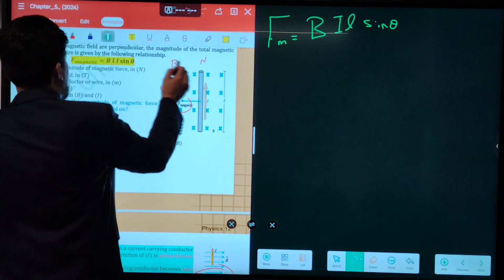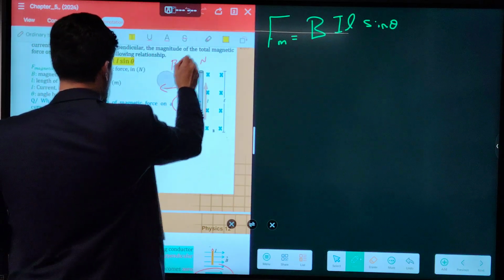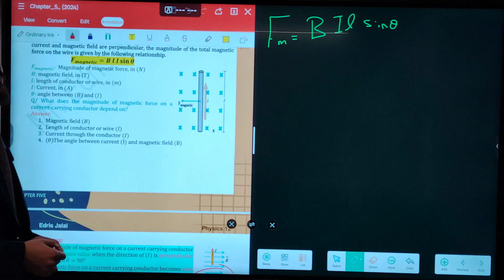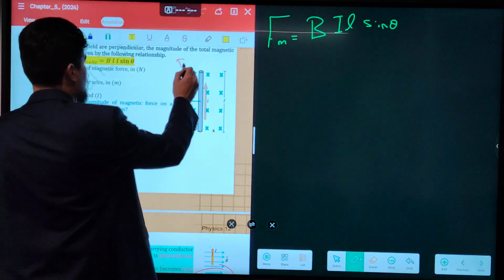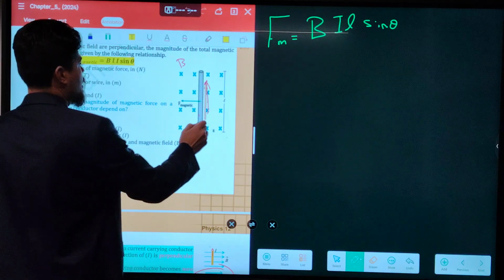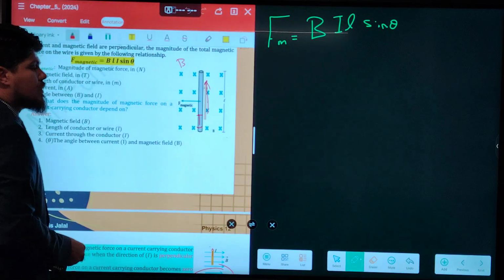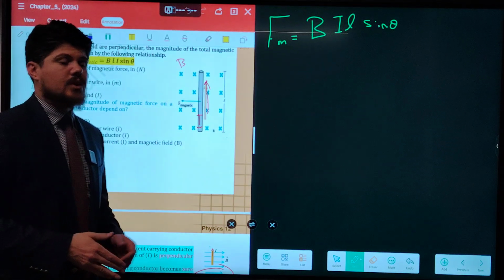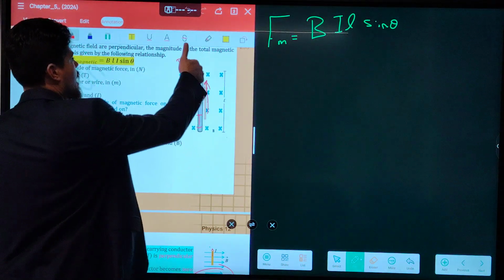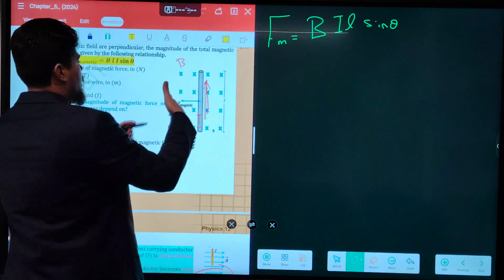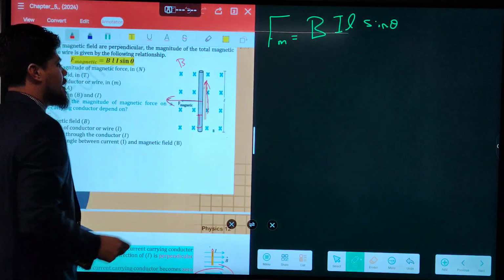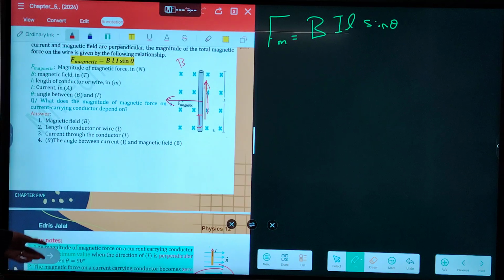As you can see in this figure, guys, look. The direction of the magnetic field is directed into the page. And the direction of the current in this wire is upward. The direction of the magnetic force should be directed to the left. How? By using the right hand rule. Where is the direction of the current? Upward. Where is the field? Into the page. And here is what? The direction of the magnetic force. So here the magnetic force is directed to the left.